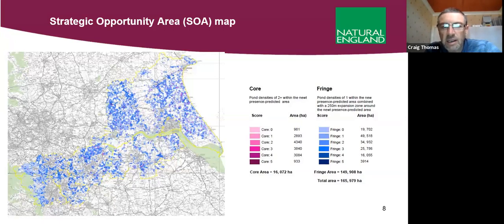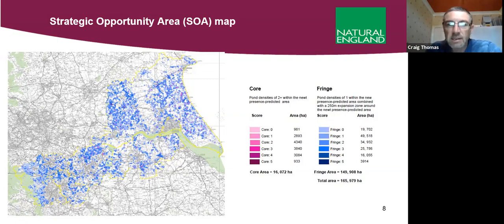We also layer in development plans from local authorities, and they determine what the SOA map looks like. So we strip out any areas that may be subject to development in the next 10, 15 years and beyond. So this is a map of Yorkshire, and it shows the core and the fringe areas of SOA. And as we said before, the core areas are where if you put ponds in there, you're going to be increasing population. And in fringe areas, you're going to be allowing the species to move through the landscape. So it's important that you get a mix of both habitat delivery in core and fringe SOA areas.